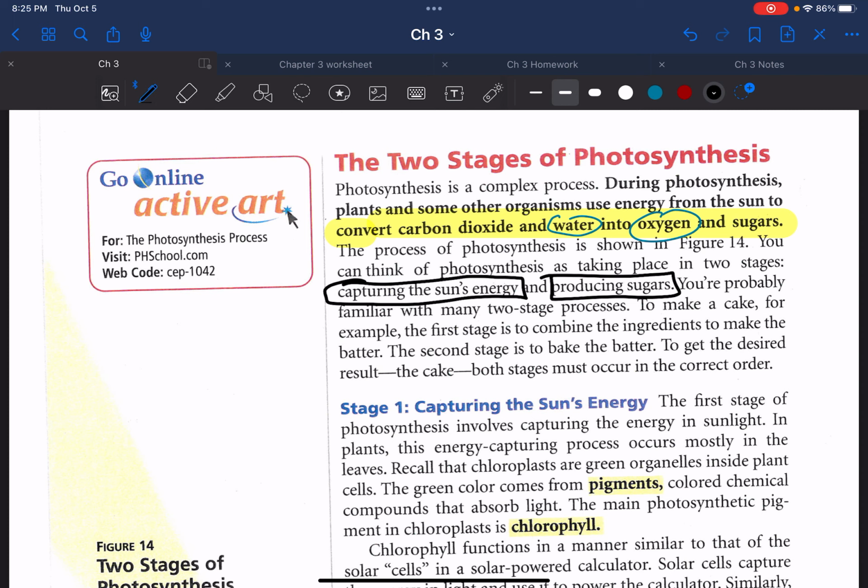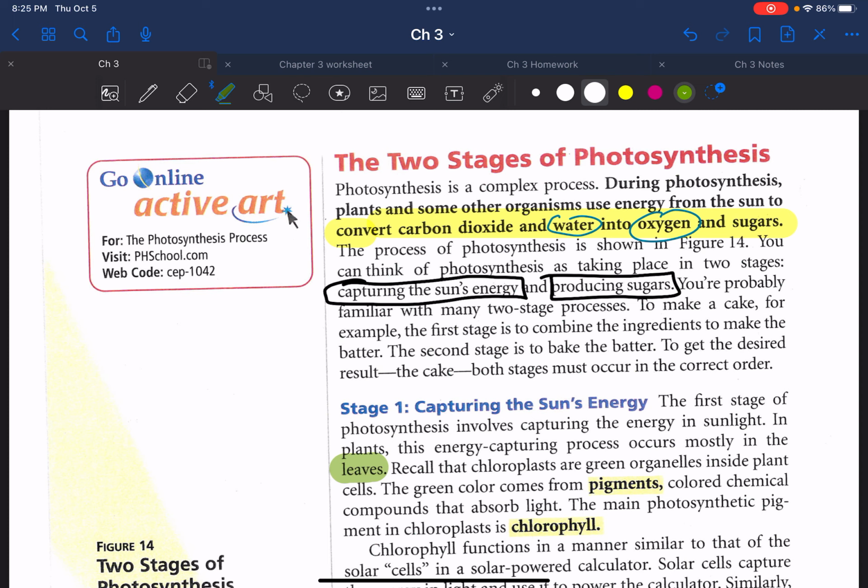The first stage of photosynthesis involves capturing the energy in sunlight. In plants, this energy capturing process occurs mostly in the leaves. I'm going to go ahead and highlight that a different color. I think that's really important. I'm even going to use green because leaves are green. How cute. Recall when we were learning about cells that chloroplasts are the green organelles that are inside plant cells.